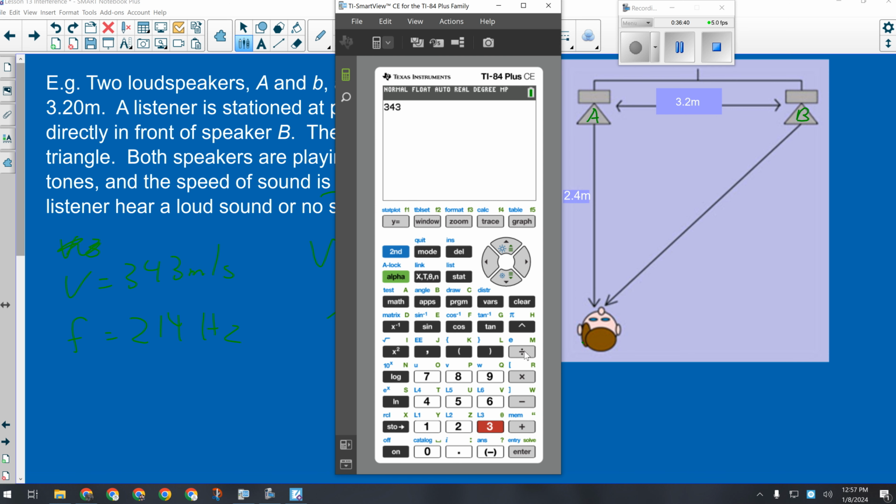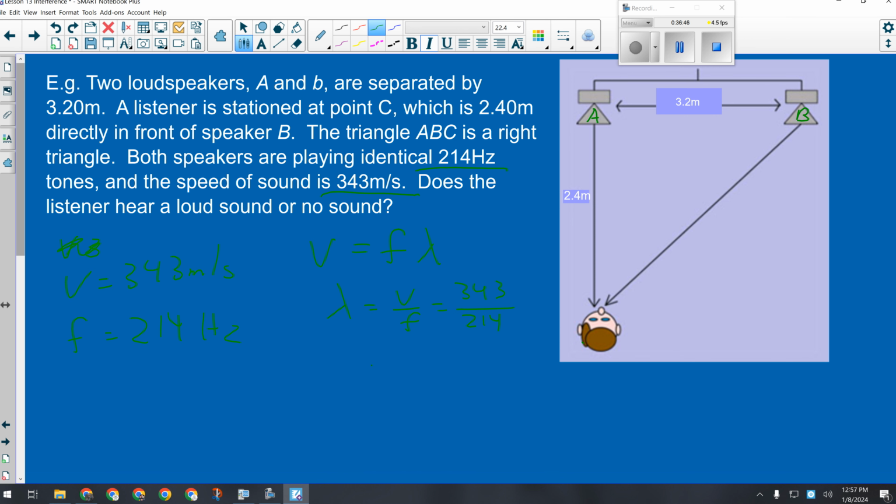Okay, 343 divided by 214, yeah, 1.6. Okay, so the wavelength is 1.60 meters. Okay, so I need to know how many wavelengths there are from speaker A to the person. And I know that that's 2.4 meters. If I know each wave is 1.6 meters long, can I find out how many wavelengths there are?